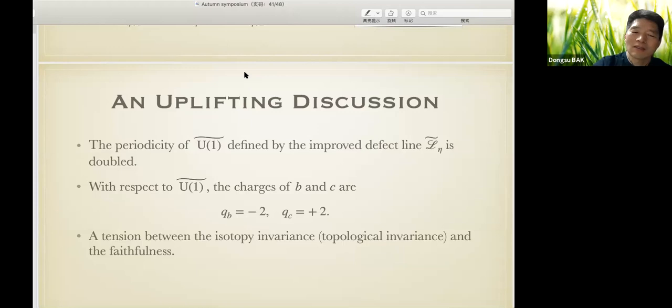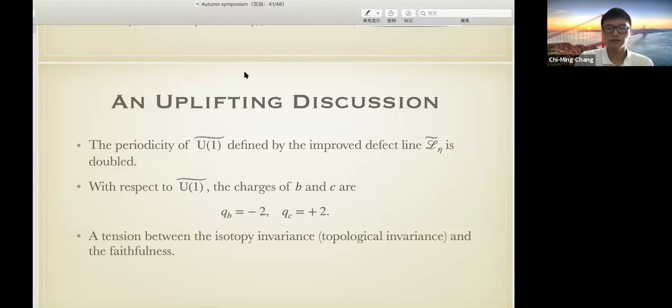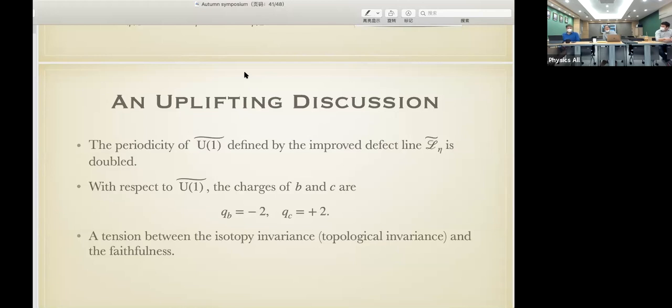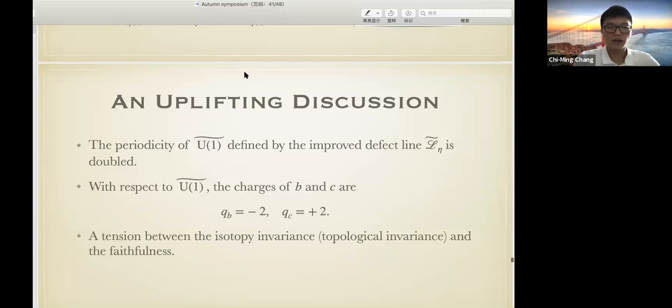Any other questions, or comment? So why were you interested in the BC ghost system? There are many non-unitary theories also.